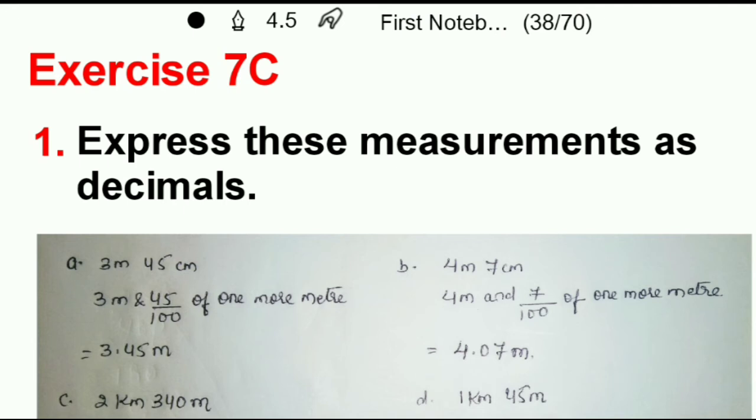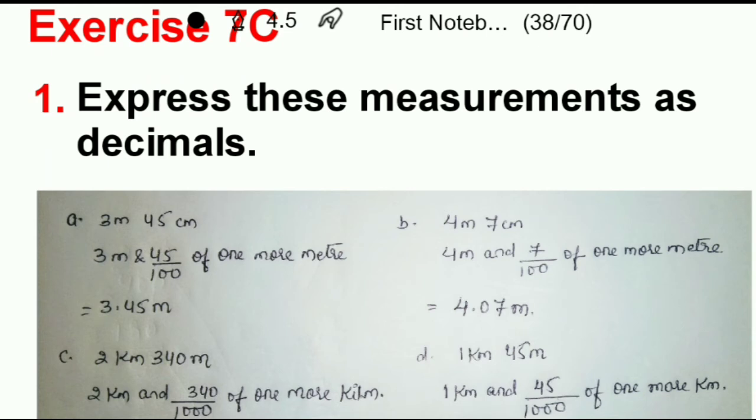Express these measurements as decimals. We know that 1 meter equals 100 centimeters and 1 kilometer equals 1000 meters. Here we always have to convert to the greater unit. So here, 3 meter 45 centimeter. The 3 meter we will write as it is. The 45 centimeter we convert into meters.